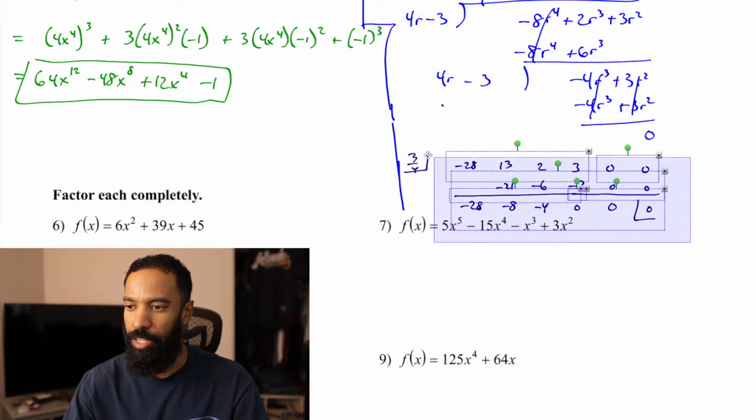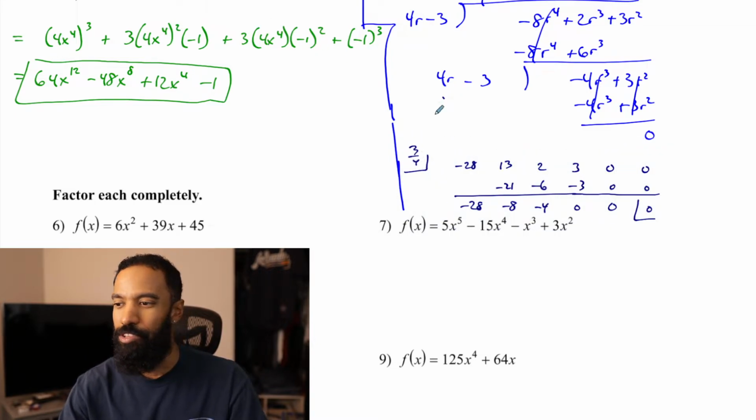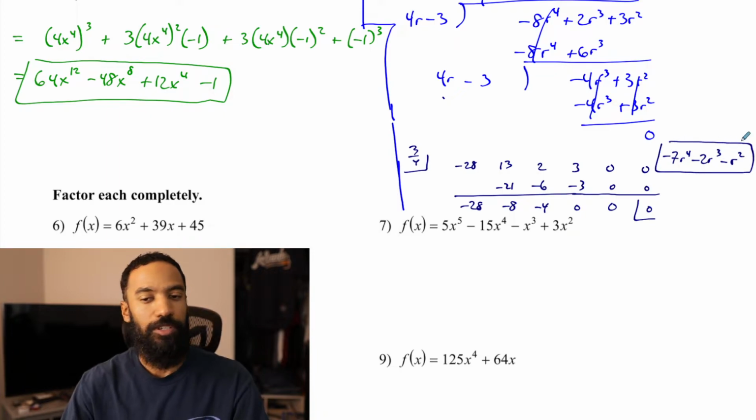I'm trying to move everything up. I'm sorry. It seems to not want to drag them all. Okay, that's annoying. So anyway, divide those by 4. Negative 28 divided by 4 is negative 7. So that's negative 7 r to the 4th. Negative 8 divided by 4 is negative 2. That's negative 2r cubed. And negative 4 divided by 4 is negative 1. So that's the r squared term. And those are the values.